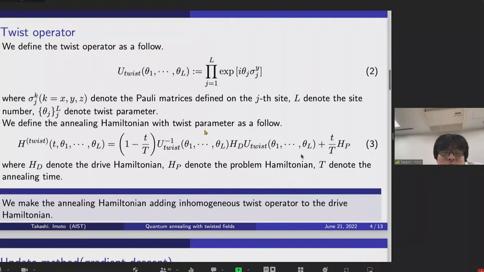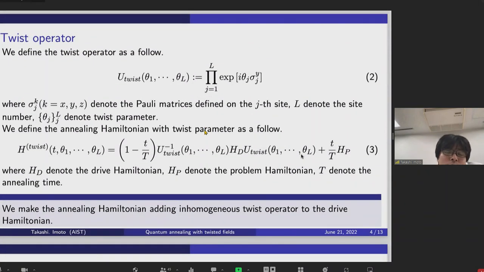And next, we introduce the twist operator. In our method, we use this operator. We define the twist operator as follows, equation number two. Here sigma_j^k denotes the Pauli matrices defined on the jth site, large L denotes the site number, and theta_j denotes the twist parameters.